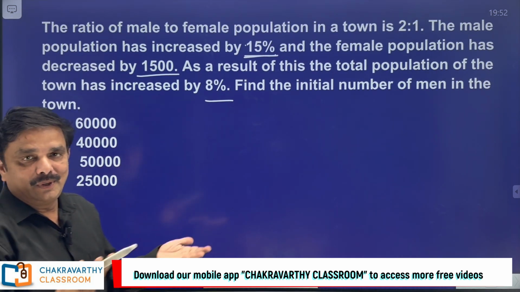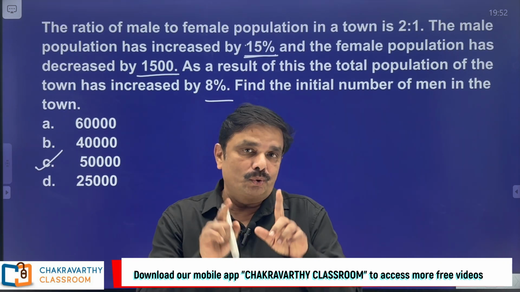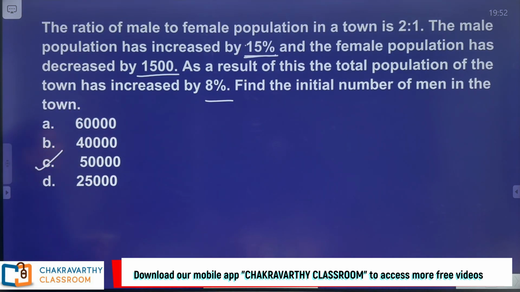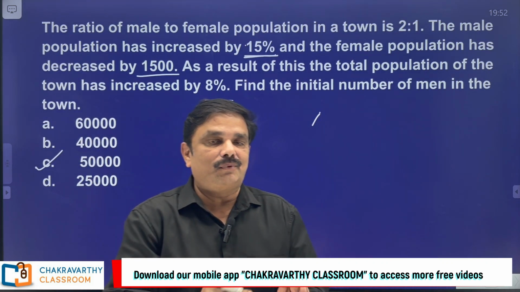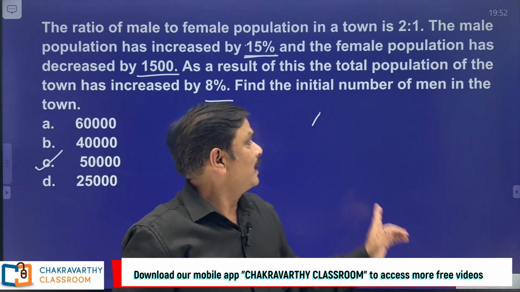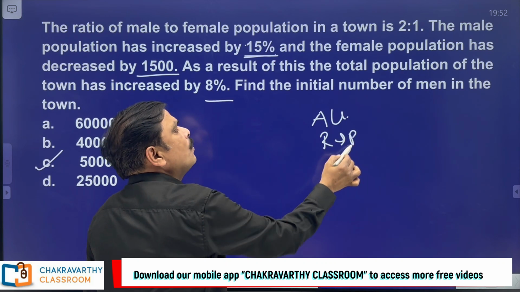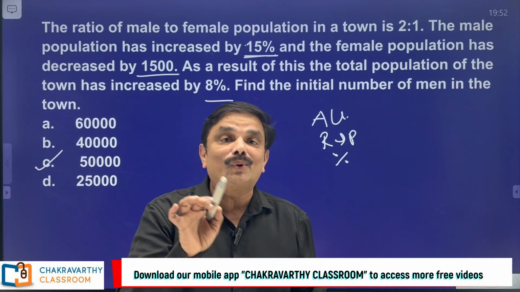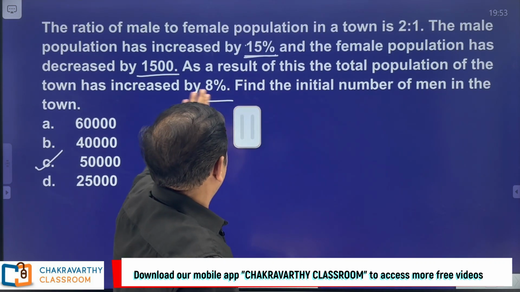Finding out the initial number of men or women is very simple, but you should know the basics, students. I'm going to apply concepts here. What are the concepts? One is alligation rules, mixture and alligation. In the basic lessons I've told you how to use the alligation rules. I'm going to use alligation rules, ratio and proportion, and of course percentages. We are going to apply all these three concepts to solve this question within the stipulated time with more than 100% accuracy. Now, before going for this one, what is the rule of alligation here?